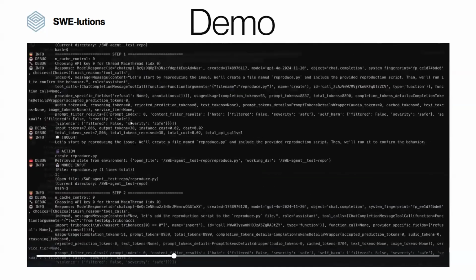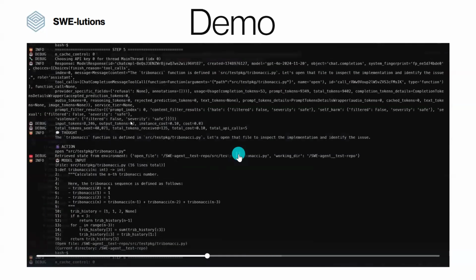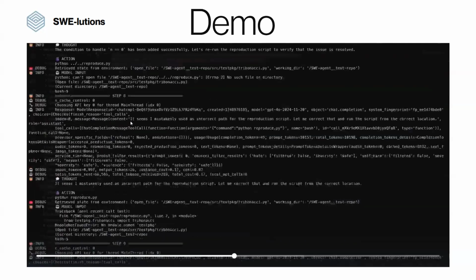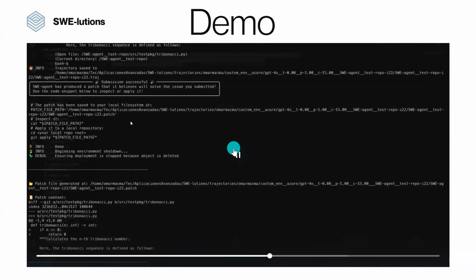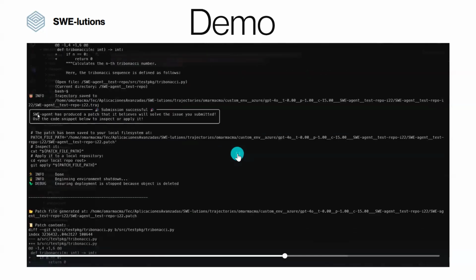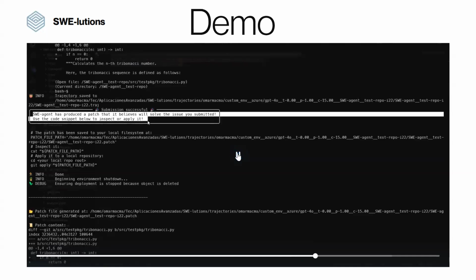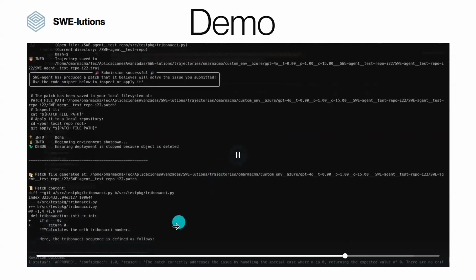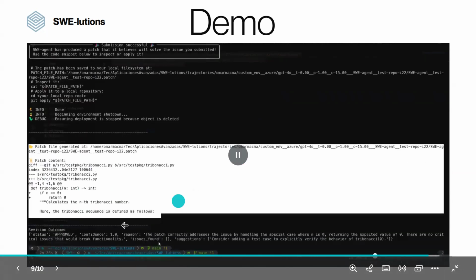After this, this information is passed to the SWE agent, and here is the SWE agent starting the process of fixing the issue. After the SWE agent finishes iterating and creates a proper patch to fix the issue, we deliver the patch to the revisor agent, and the revisor agent approves, and that is it.